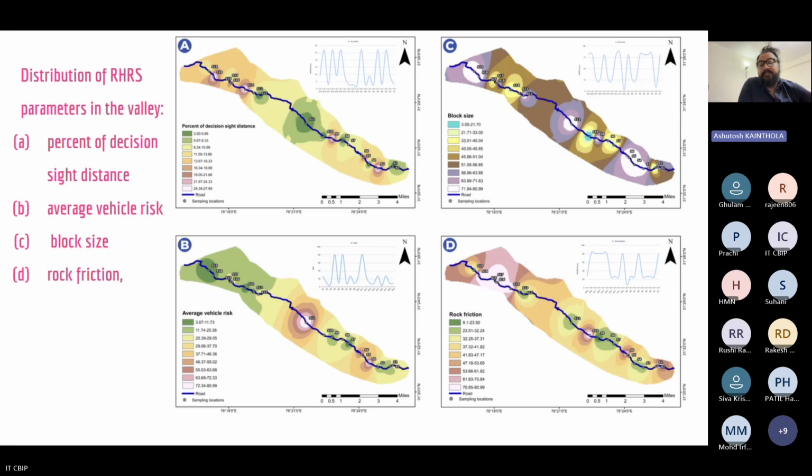Then we also have this interpolation map of block size. The larger the block size, the larger the vehicle it can affect. The smaller the block size, the effect of it hitting a vehicle would be rather low. And then also the block friction. The block friction that we had calculated, we had also brought samples from the field, and we had used Barton's joint roughness coefficient for block friction. Next, please.